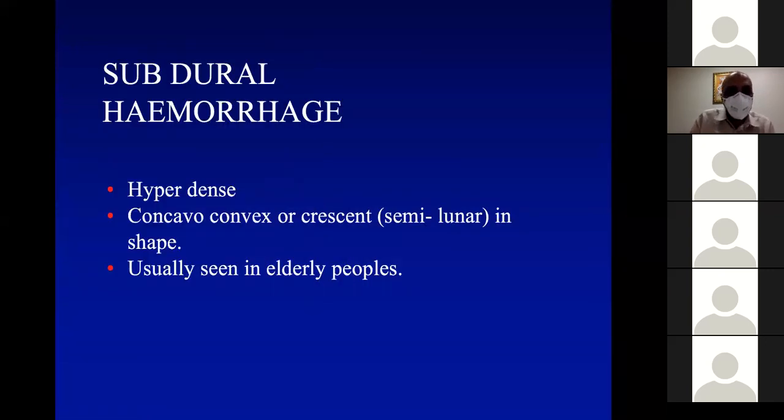Right, subdural hemorrhage is hyperdense. It is basically crescentic in shape. It is easy to remember with crescentic shape or semilunar in shape, and it's usually seen in elderly people.